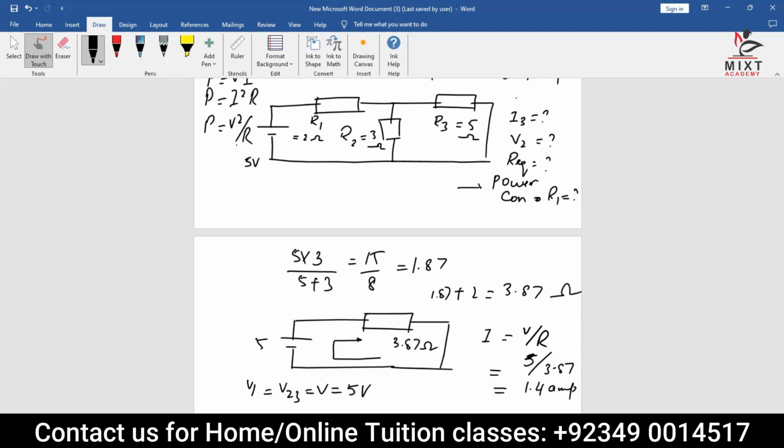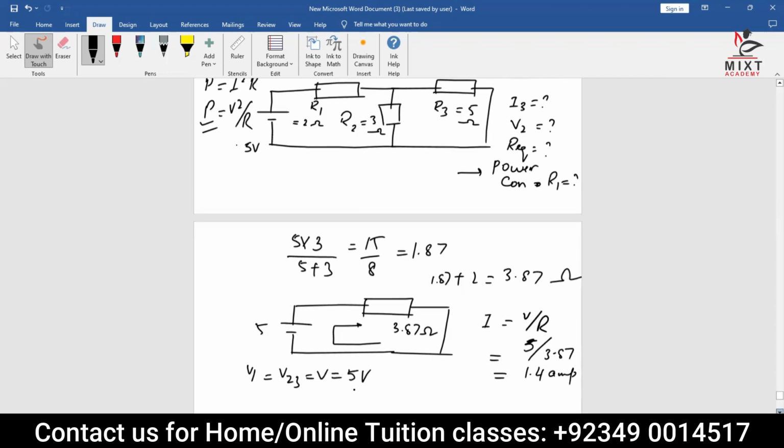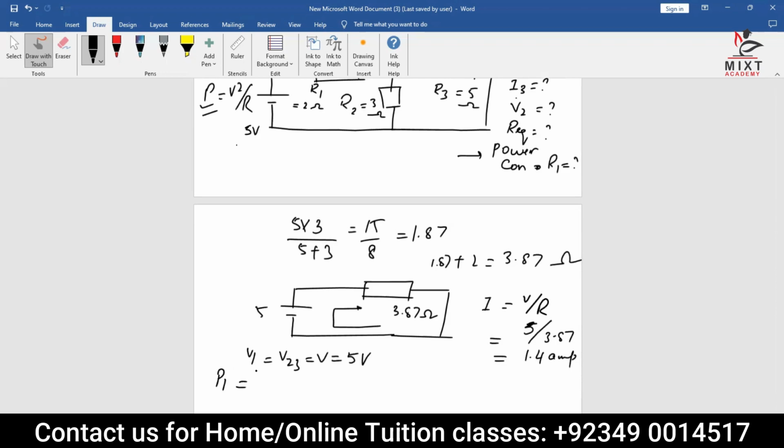Now, as I told you, power through R1, you already know V1. So I think you better use this formula. P1 is equal to V1 square upon R1. So it is 5 square divided by 2 ohms. So 25 divided by 2 is equal to 12.5 watts. That is your first answer. I just used a power formula, nothing else.